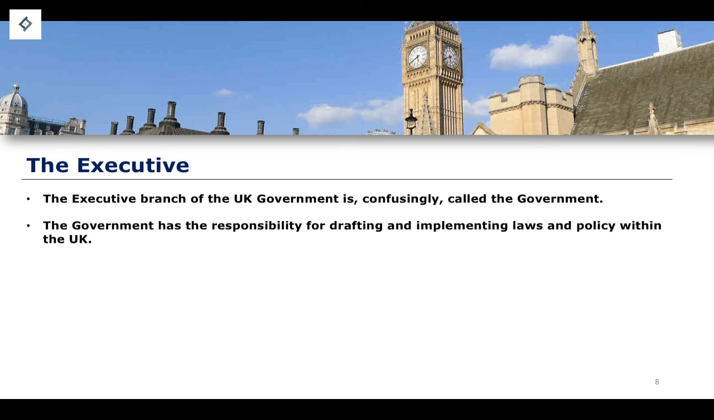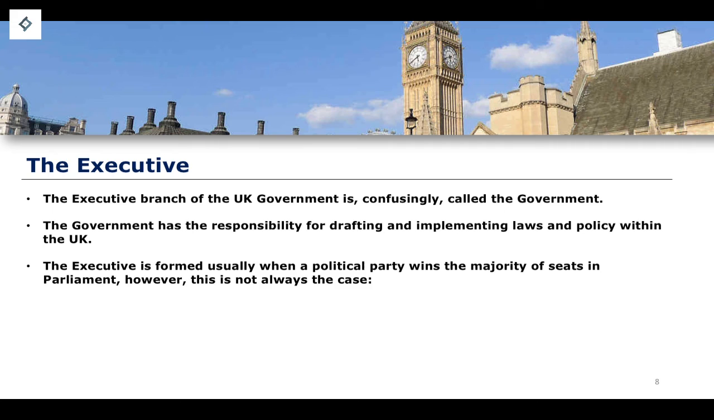The government has the responsibility for drafting and implementing laws, as well as drafting and implementing policy within the United Kingdom. Ultimately, the executive is usually formed when a political party wins a majority of the seats in Parliament. So when a general election is called and happens, there will often be a party that wins a majority, owing to our first-past-the-post electoral system. It's supposed to give us majorities, but not always. Ultimately, we get a majority in Parliament, and then the Crown, by convention, invites the leader of that political party to form a government in their name.